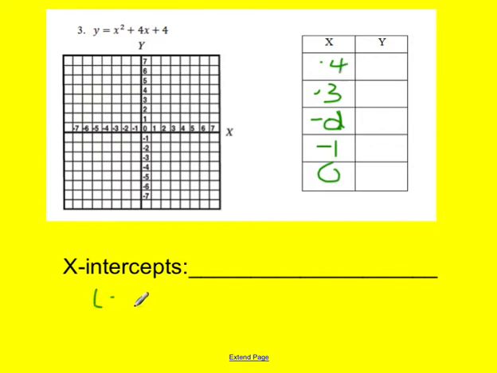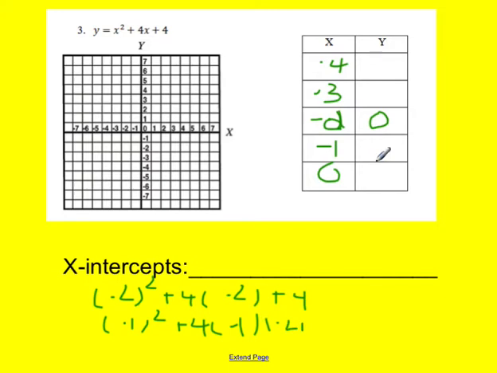So we have -2 squared plus 4 times -2 plus 4, and that's going to give you 0. And then we can plug in -1. So now I'm just plugging in -1 wherever I see an x, and that gives you 1. Again, I've pre-calculated these out. I suggest you calculate them out so you make sure that you can do it correctly. Now I'm plugging in 0 for x, and I get 4. So I'm going to go ahead and graph that.